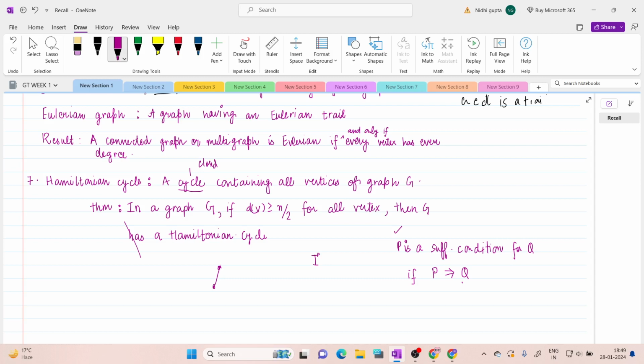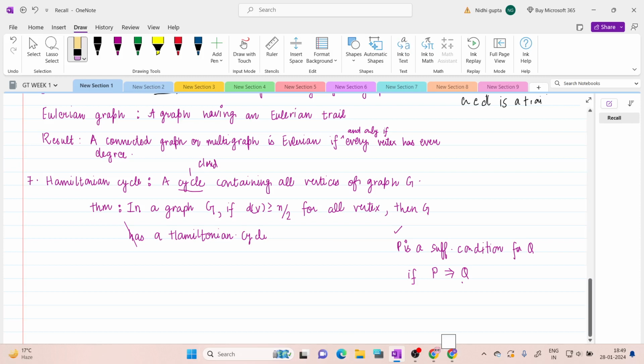So does this mean that if the condition is true, then definitely there would be a Hamiltonian circuit, and if the condition is false, then anything can happen? Yes. That is to say. Fine. So which is stronger, ma'am? A necessary condition is stronger.